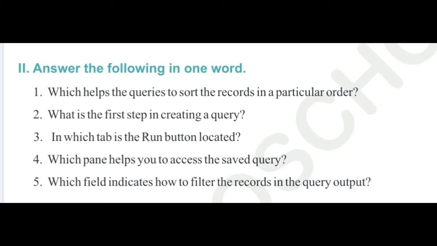So take page number 39. Here you can see sort a query. You can find the answer for this question. Use under the field you want to sort, click the down arrow and choose ascending or descending. Okay, so in query design view, the ascending or descending command is used to sort a query.